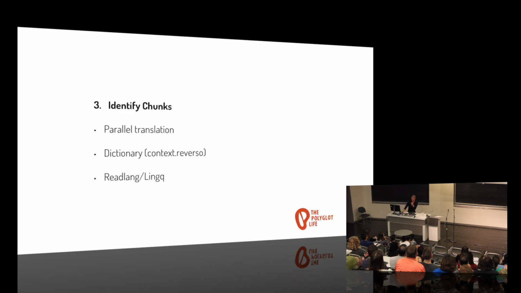If you don't have a parallel translation, you can use the dictionary, of course. Just look it up. Especially collocation dictionaries or a website like context.reverso. It's really useful because you can just add the chunk there and it'll give you a lot of different sentences where the chunk is used, in different contexts, so you'll get even better at recognizing the chunk. Or you can use tools like Readlang, which is a Chrome extension, or LingQ. Steve is sitting here. You probably know that this is perfectly possible with LingQ. You can add different word combinations. So that's a perfect tool for that as well.